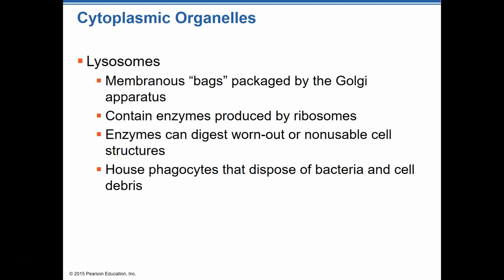Okay? So remember those lysosomes that were packaged by the Golgi apparatus, those stay inside of the cell, and they contain different enzymes that are produced by those ribosomes. What these enzymes can do is digest worn out and non-usable cell structures within the cell so that they can be recycled or gotten rid of. It's the housekeepers. It keeps things clean, and it keeps things from building up. It also helps with bacteria and other cell debris and that kind of stuff. These lysosomes are vitally important to the survival of those cells. Okay.